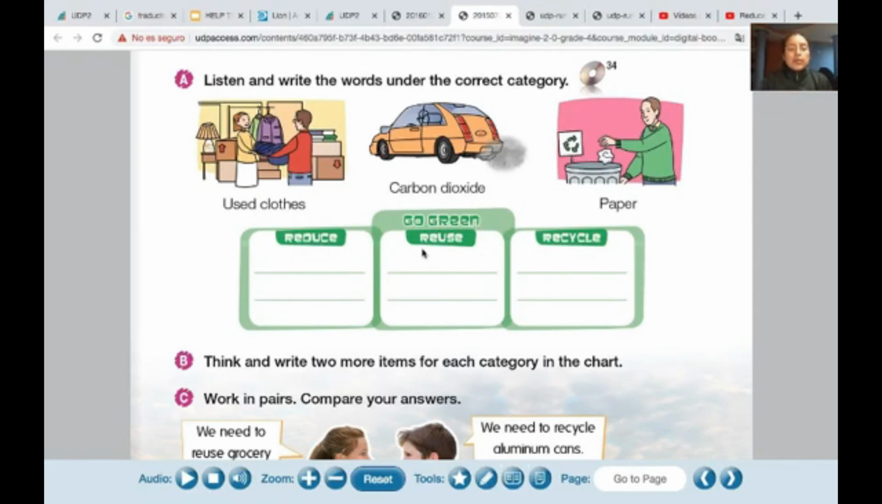Reduce, reuse, and recycle. Reduce, reducir. Reuse, reusar. And recycle, reciclar. Estas son las 3 R's. Okay, don't forget that. And you have to listen and you have to write according to the listening. Please pay attention. Track 34.